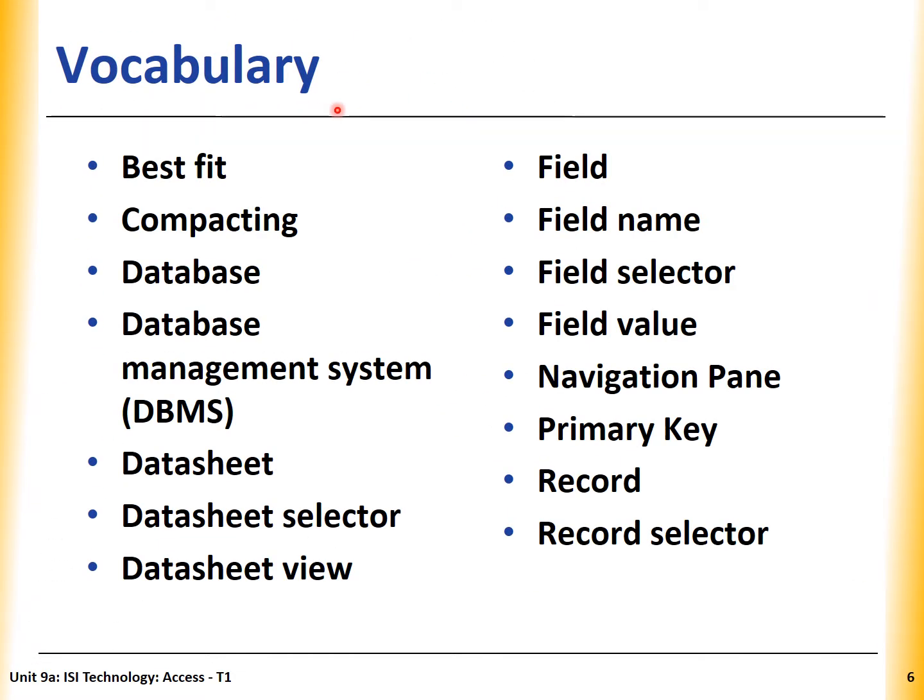Vocabulary are the main words that you will see all the time when using Microsoft Access. These are keywords: best fit, compacting, database, database management system, DBMS, datasheet, datasheet selector, datasheet view, field, field name, field selector, field value, navigation pane, primary key, record, or record selector. We are going to talk about this later on.